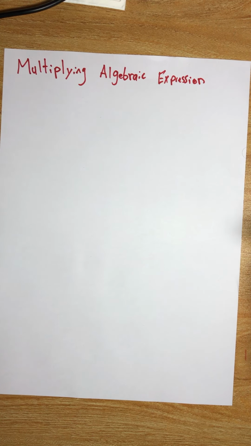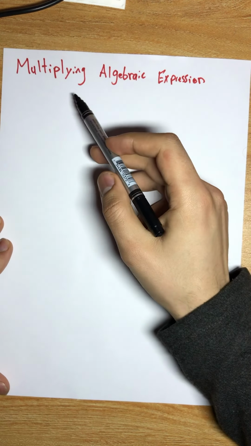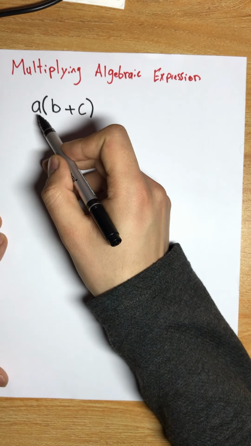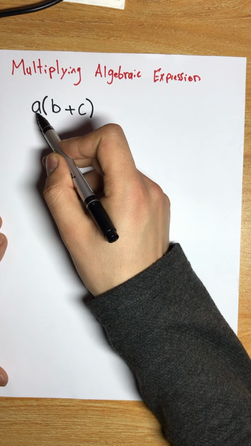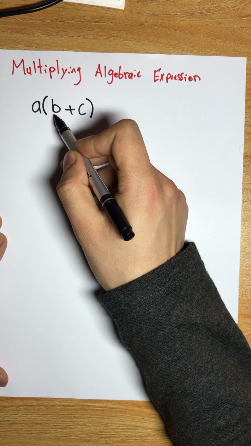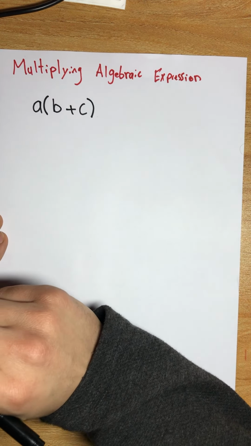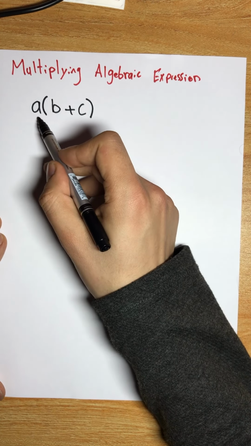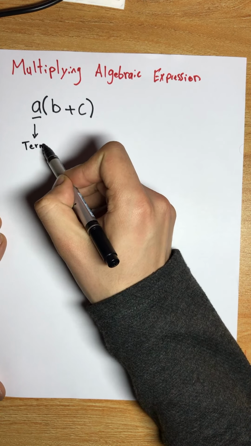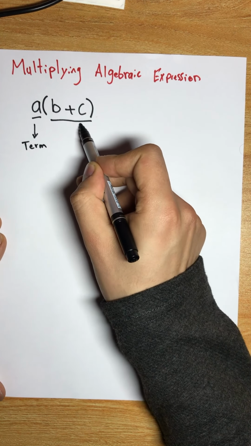Hello everyone. Today we are going to study multiplying algebraic expressions. Let's say that we have the term a, and then between two brackets b plus c. So now we are multiplying a term. This is a term, and this is an expression.